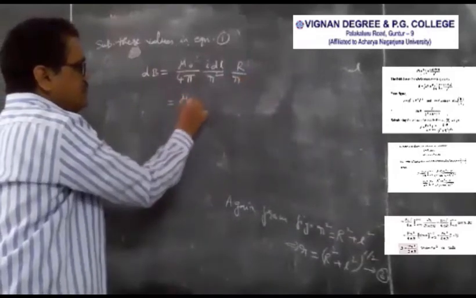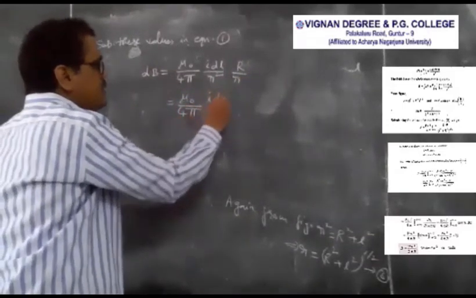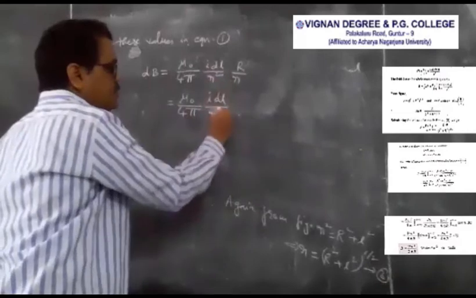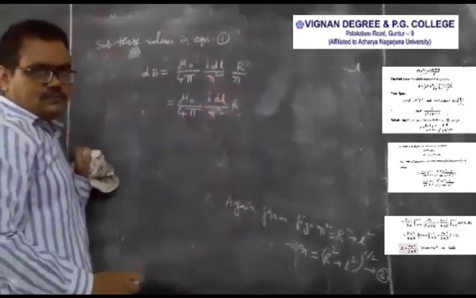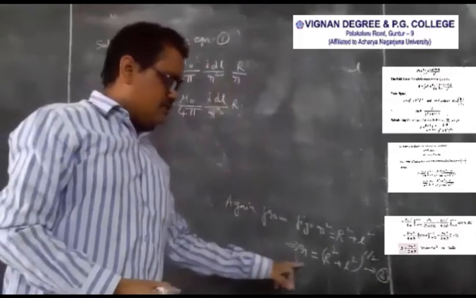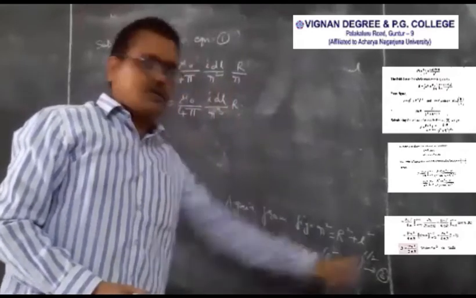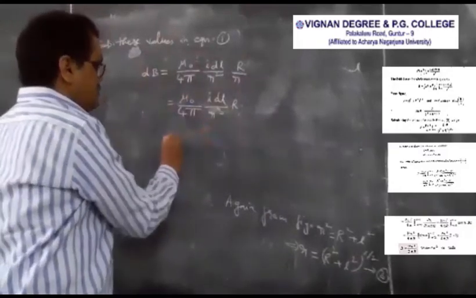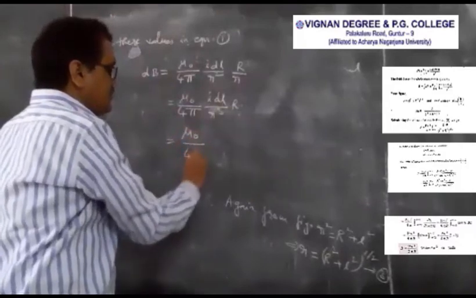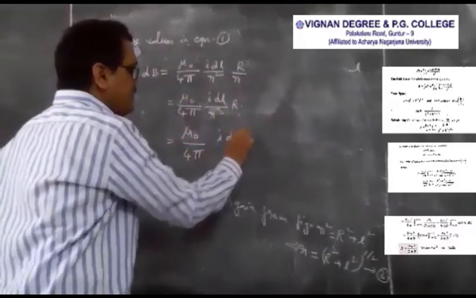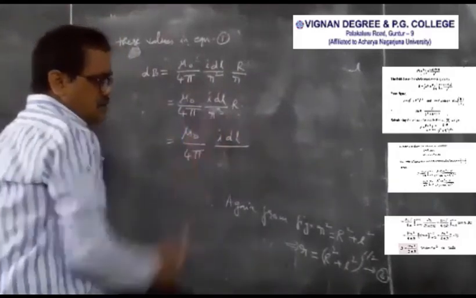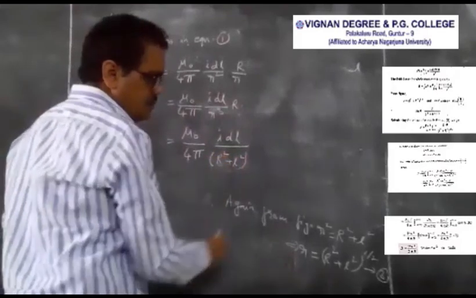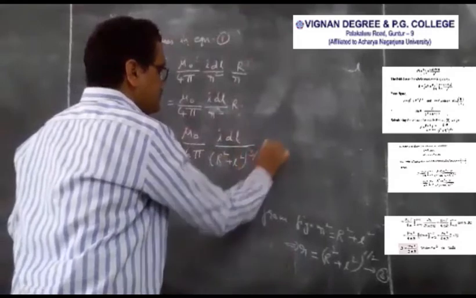That is equal to mu naught by 4 pi I dl by r cube, into r. Here r is equal to (R square plus l square) to the power of 1 by 2. Substituting this value, we get mu naught by 4 pi I dl by r cube. r cube means (R square plus l square) to the power of 3 by 2, into R.